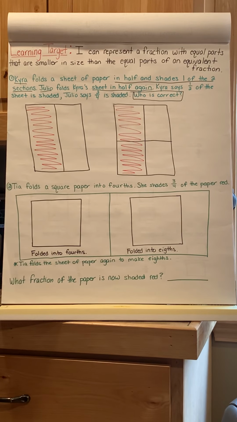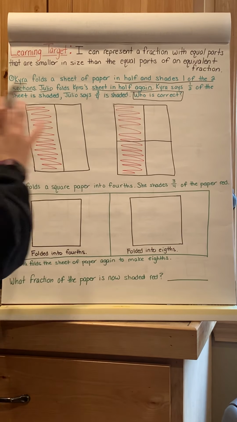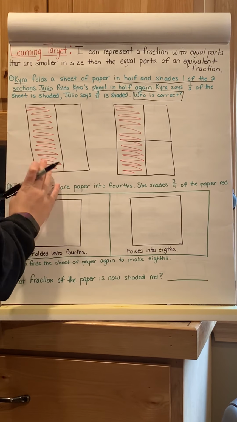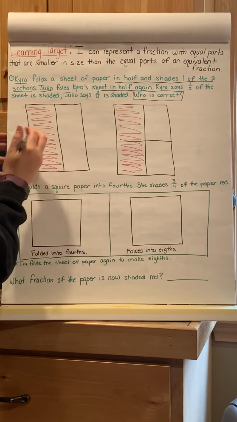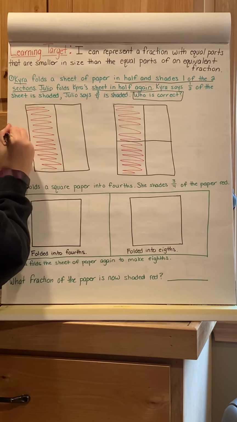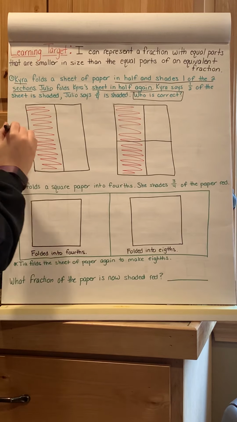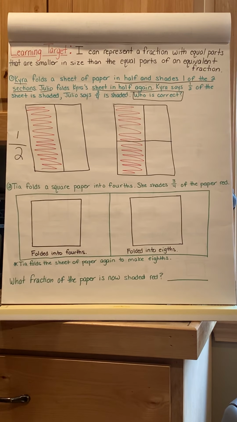Who is correct? Well, let's look at Kyra's piece of paper. It is split into two equal parts, which means 2 is my denominator, and one of those parts is shaded. So it shows me Kyra's right, but now I'm going to double check, and I want to see if Julio's right too, because we never know. Maybe it could be a trick question and both of them are correct.